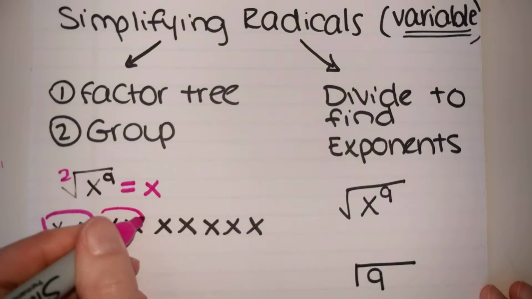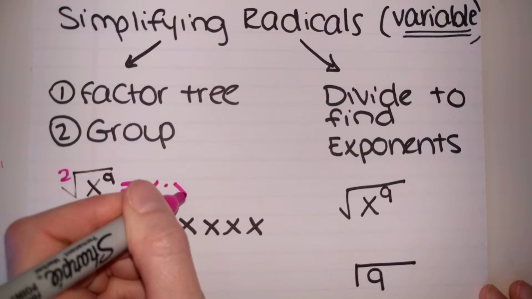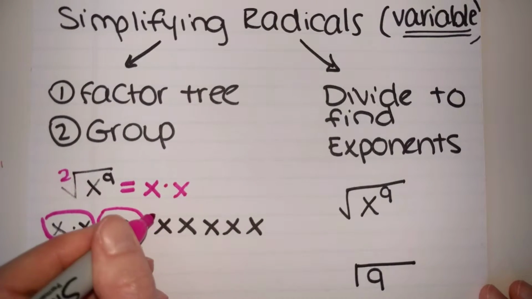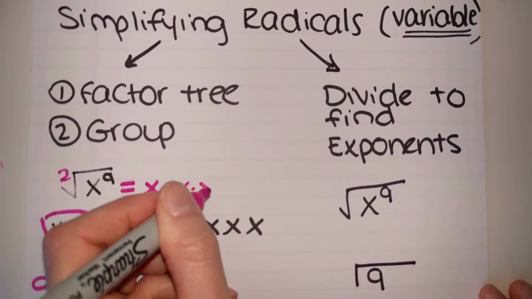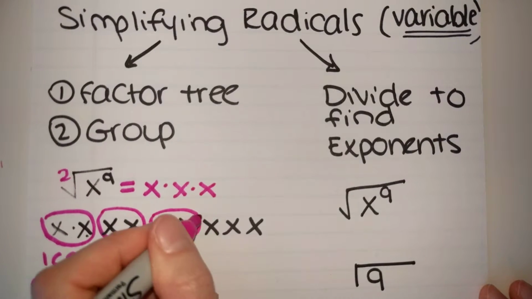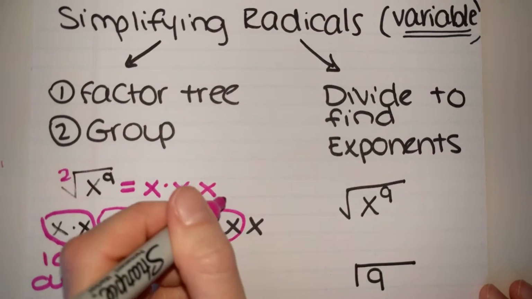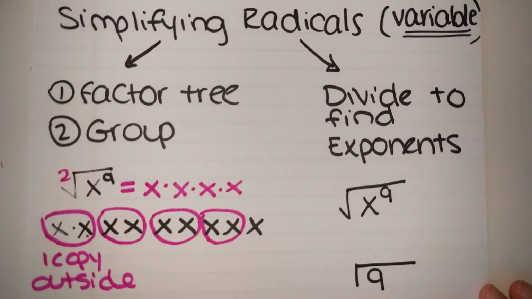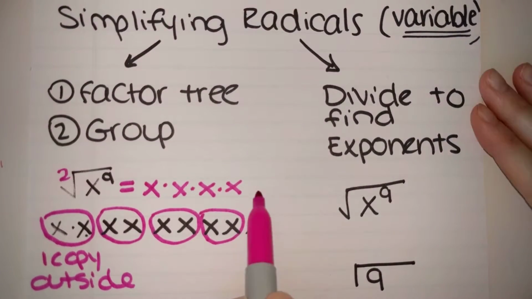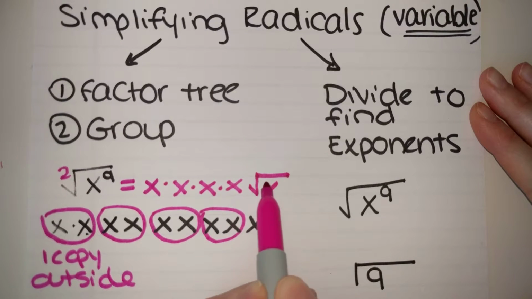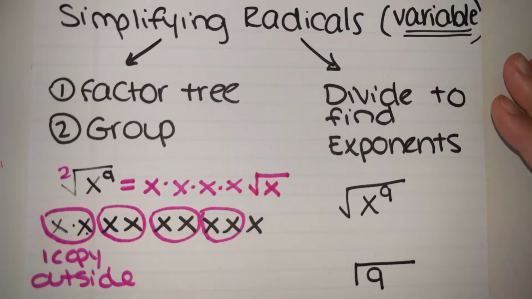Then I say, okay, I have another group of 2 x's, so that's another copy outside the radical. Another group of 2 x's, another copy outside the radical. Another group of 2 x's, another copy outside of the radical. Now, what's left over is this x. So that is going to go inside of the radical as just an x.